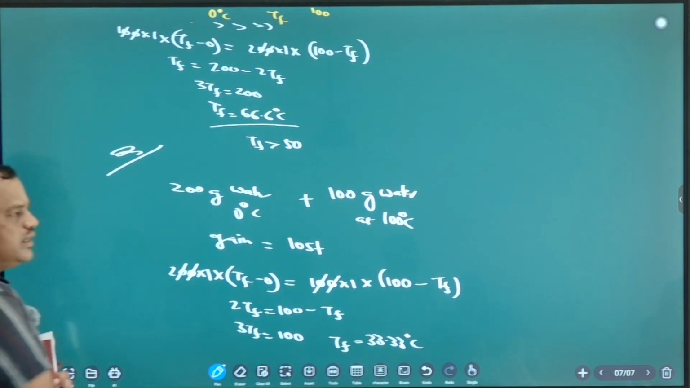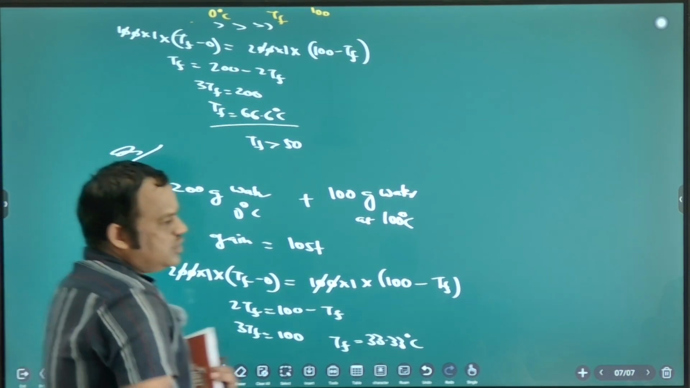Okay, clear. So we'll continue. Okay, calorimetry will continue.